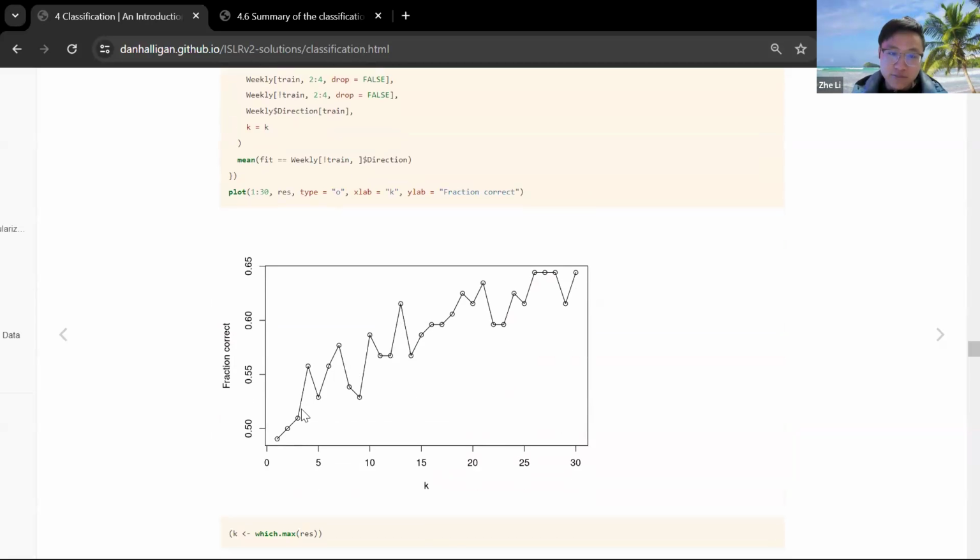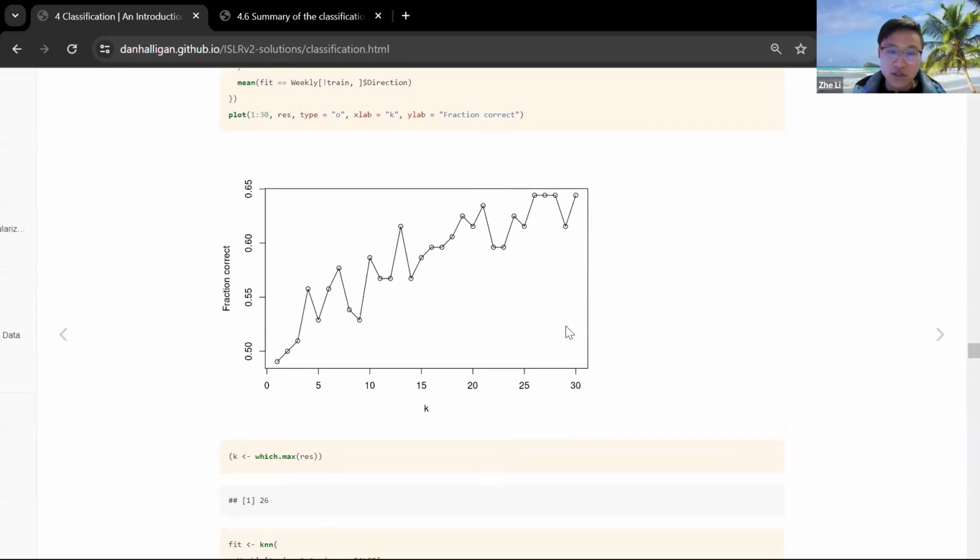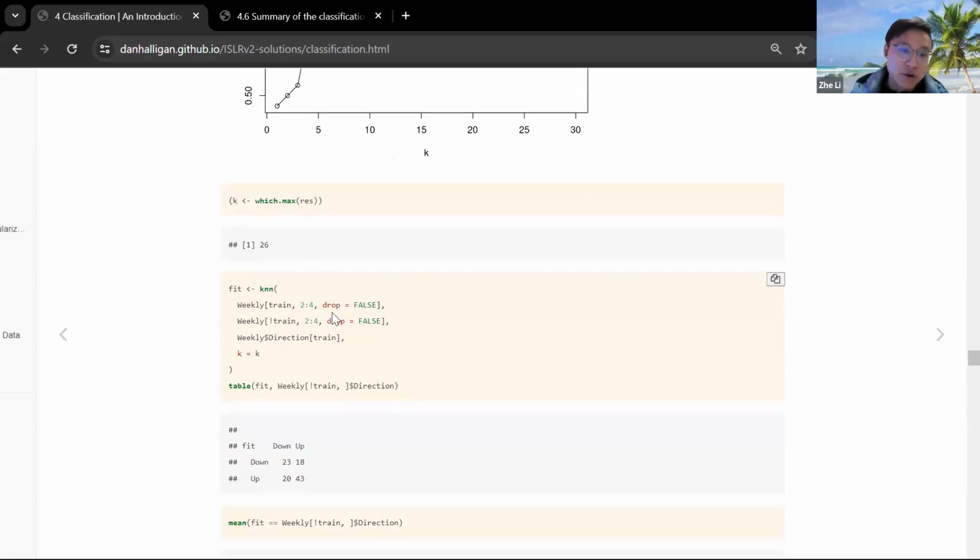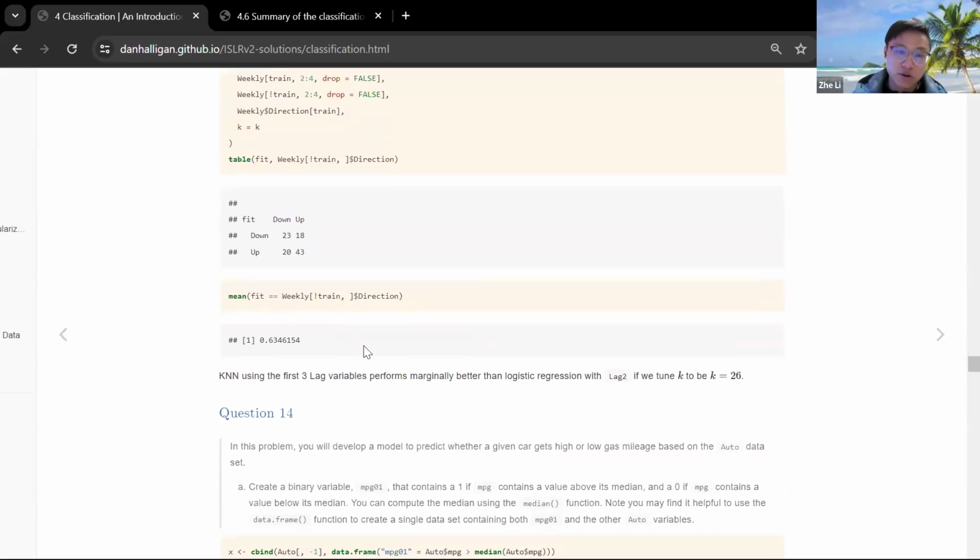So as we can see from this plot, where y is the accuracy of our prediction and x is the k we choose, when k reaches 26 or 13, around this line, the accuracy is the biggest, and it's not much bigger than the LDA. So maybe the LDA and the logistic regression are what we can choose as our best prediction model here.